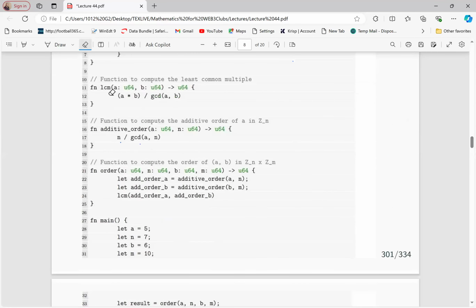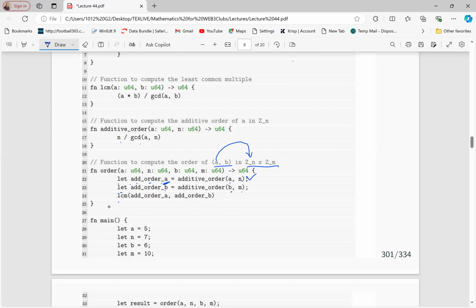I also have this other one. What this one is saying is, let add order A. So, for instance, if you're getting the order of A, I've said here is a function to compute the order of this element. Initially, it takes the order of A to be this. That is the initial part. So it takes it initially to be AN. Then the order of B initially is taken to be BM.